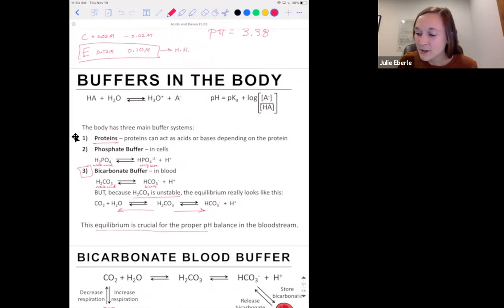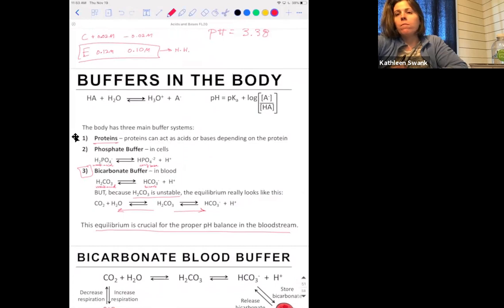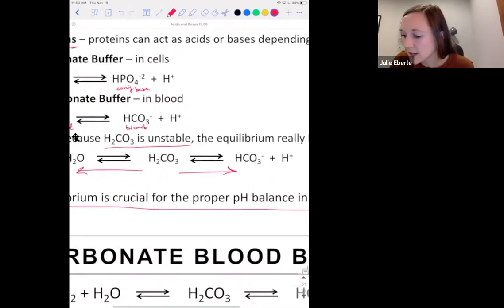And equilibrium here is crucial to maintain physiological pH. And I think we said it in a lecture before, but what is physiological pH? What do we need to keep our blood pH around? 7.4. Mm-hmm. It's usually a range that it hangs out between 7.35 to 7.45, with 7.4 being in the dead middle of that.